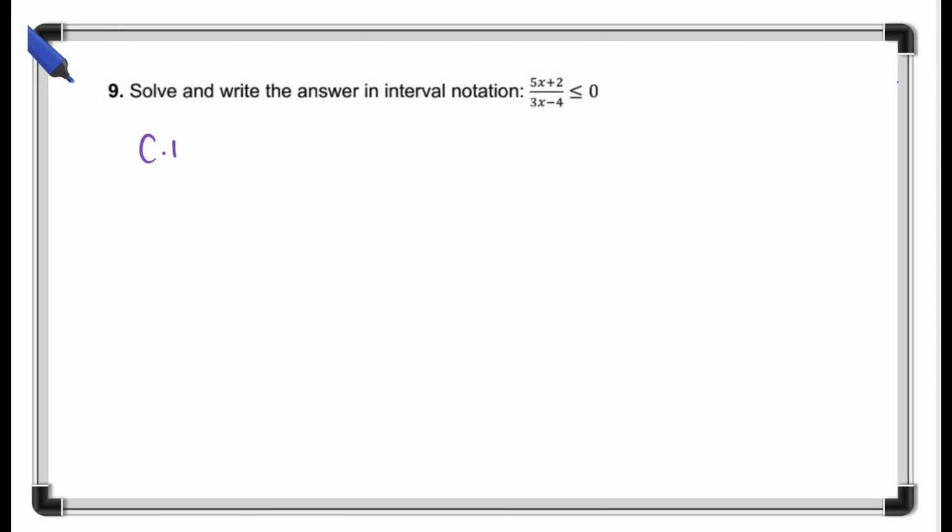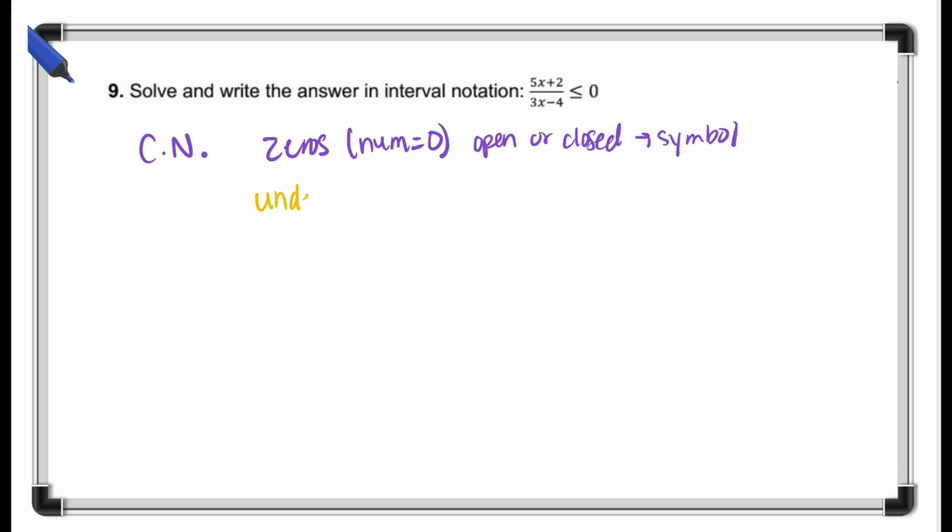Now you will have to find critical numbers. The critical numbers are going to be the zeros, what's going to make your numerator equal to 0. And this one can be either open or closed, so you want to look at the symbols and be careful on that. The other critical numbers are whatever those undefined values are. Those values are what make your denominator equal to 0, and those will always be open.